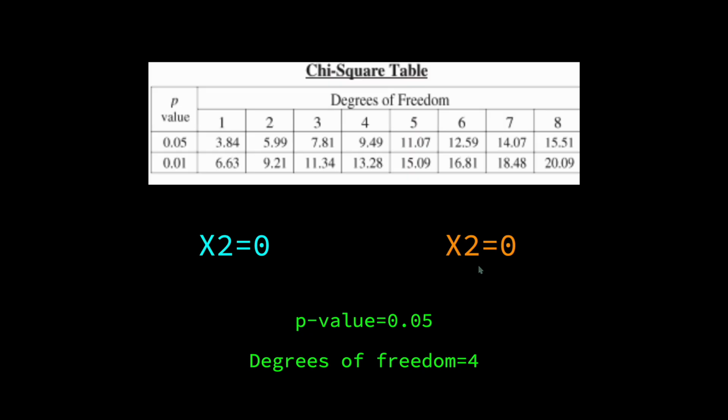And since for both instances we got a chi-square of 0, we would have to reject our null hypothesis, meaning that there is no statistical difference between the color of the frog and the location the frog is born in.